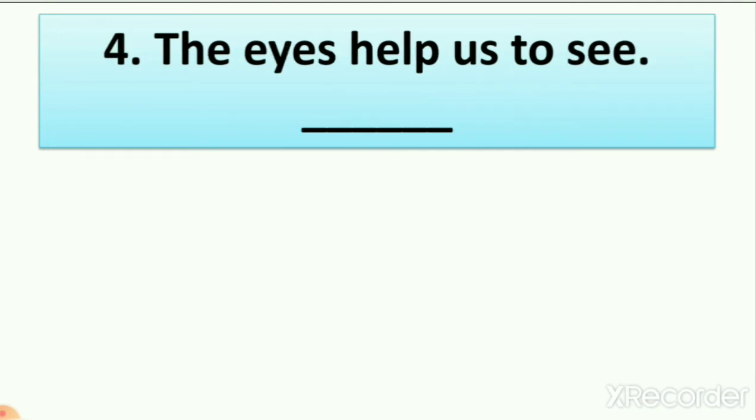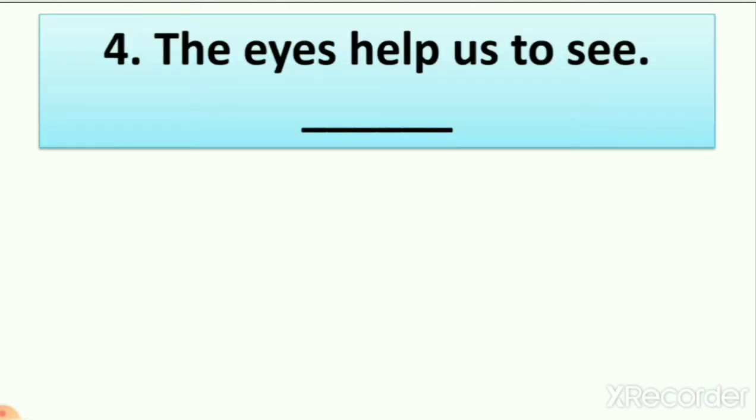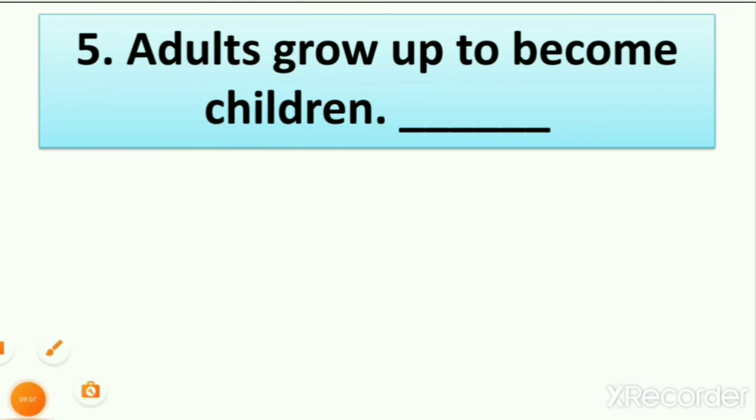Number four, the eyes help us to see. So, when we learn about sense organs, we learn that we have five sense organs. From this, eyes are one of our sense organs. So, eyes help us to see things, to identify colors, to identify persons, right? So, like that, you understand that this sentence is right, that the eyes help us to see. So what do we write here? We write here true, right? Let's see the next one. Number five, adults grow up to become children.